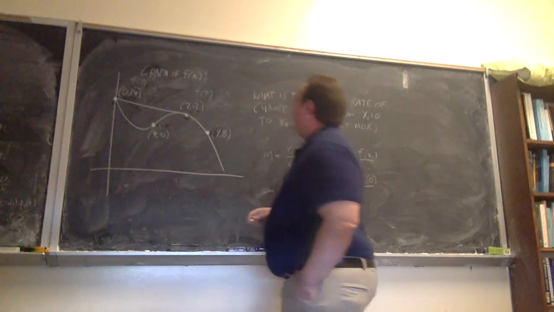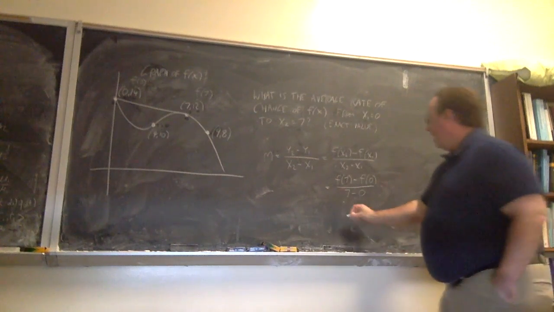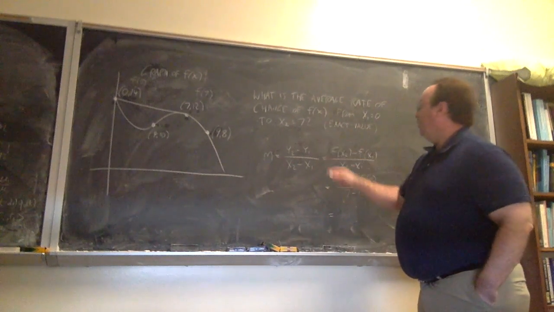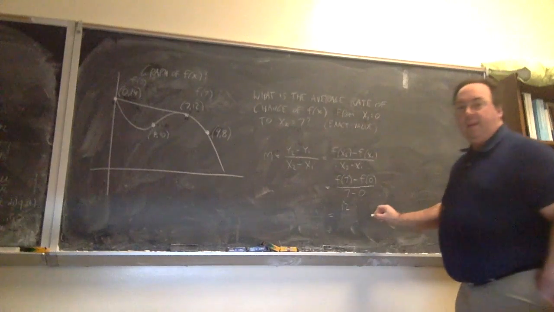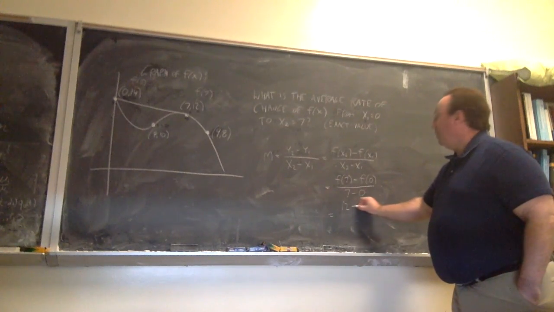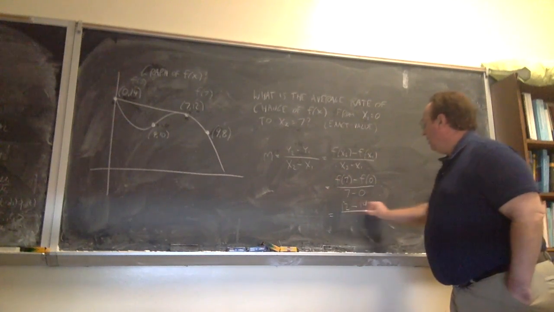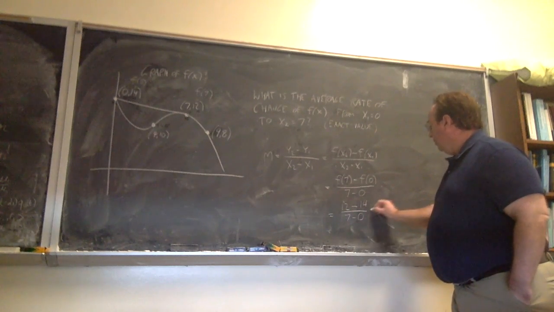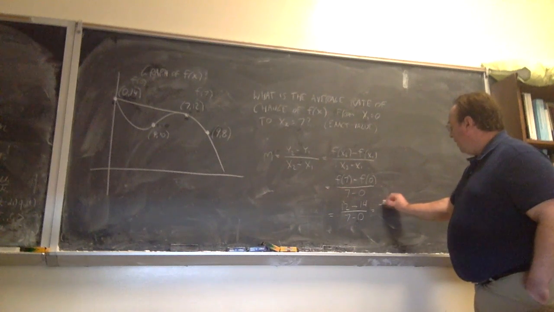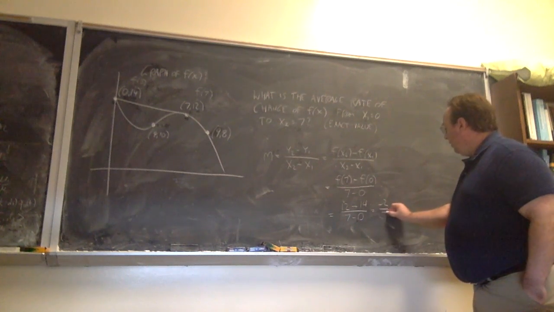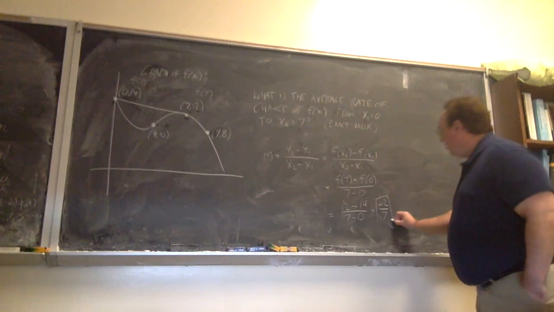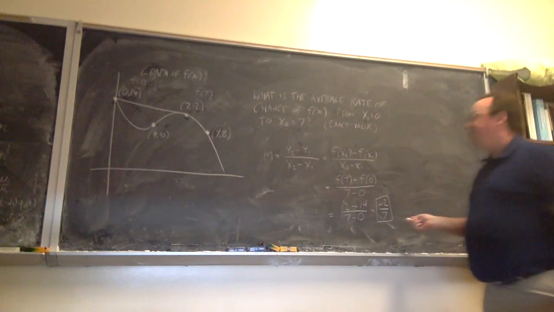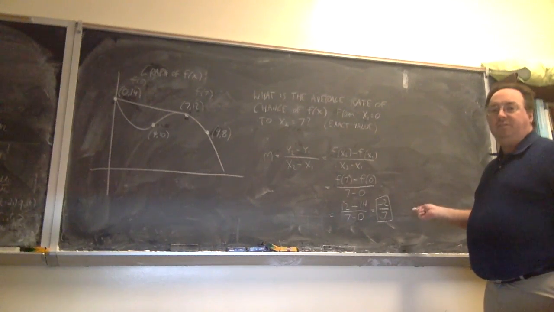So let's fill in this information here. So we have f of 7 is 12, and then f of 0 is 14, divided by the change in x values. So we end up with minus 2 over 7. So minus 2 sevenths is our average rate of change from x1 equals 0 to x2 equals 7.